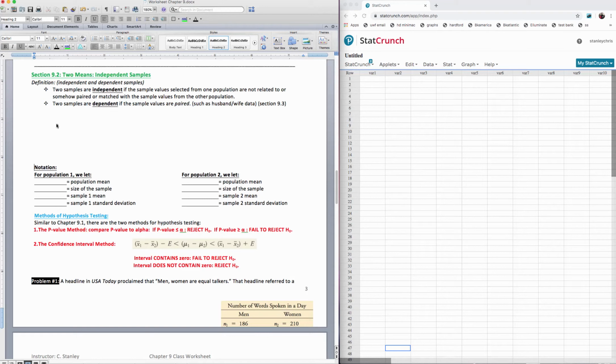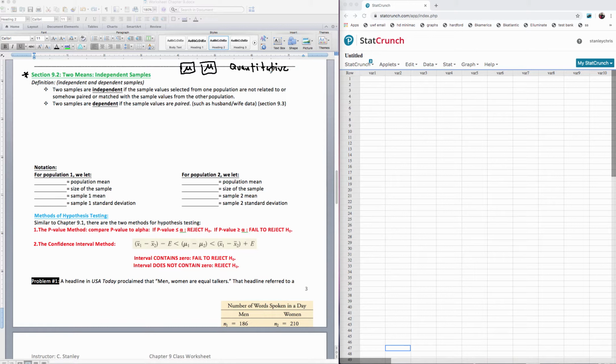Okay, let's get started with chapter 9.2. And one of the things I'd be interested in is, well, what's the difference between 9.1 and 9.2? So in this case, we're going to have two populations. And the difference is that in here we're measuring averages, and to measure averages, we want quantitative data.